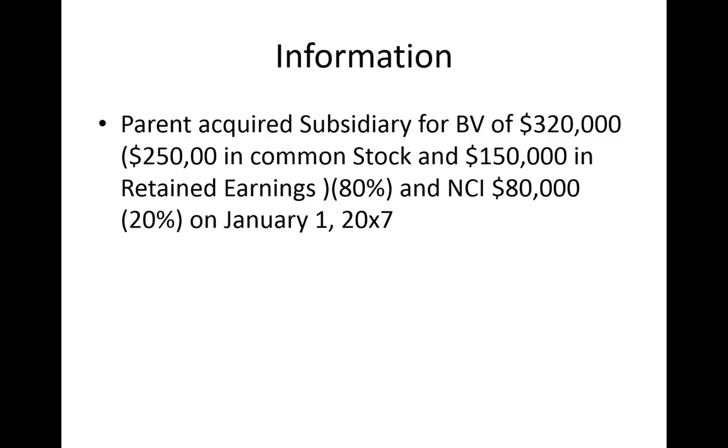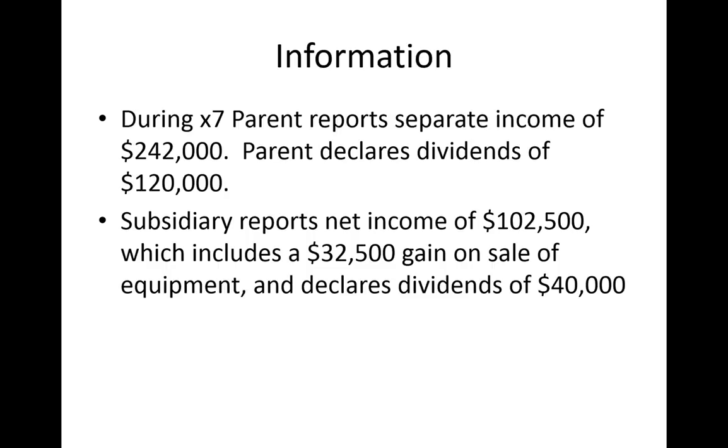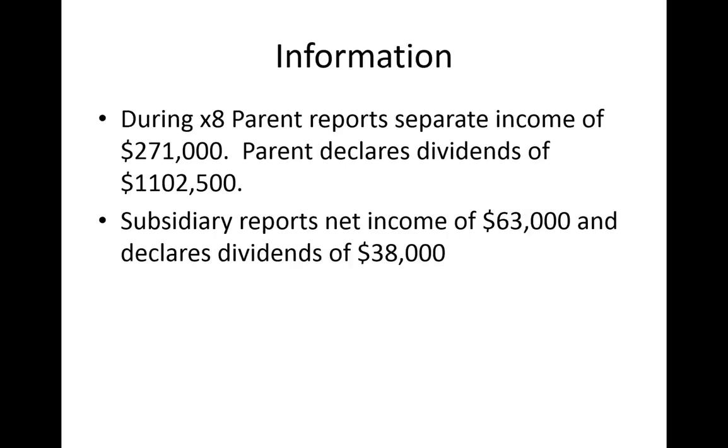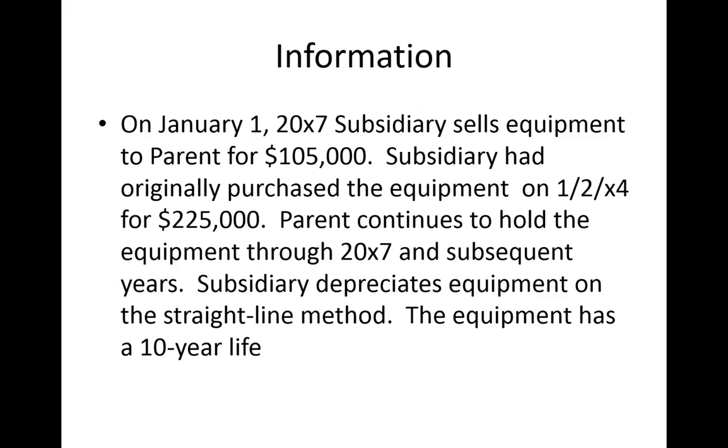Here's the information for the parent and the sub. Here's the separate income and the sub's net income. Here's the X8 information. And here's the information of importance, which is the equipment. Subsidiary sells the equipment to the parent for 105. The subsidiary originally purchased the equipment in X4 for 225. And that allows us to compute the rest.